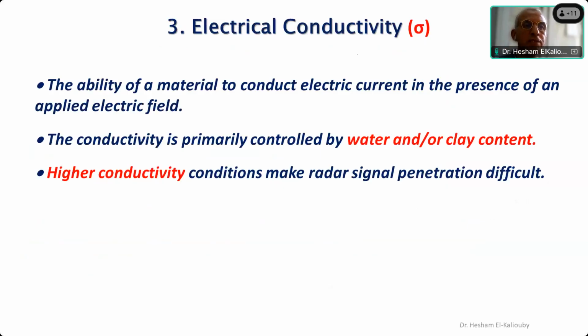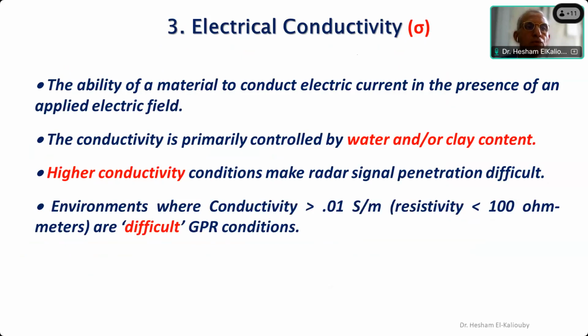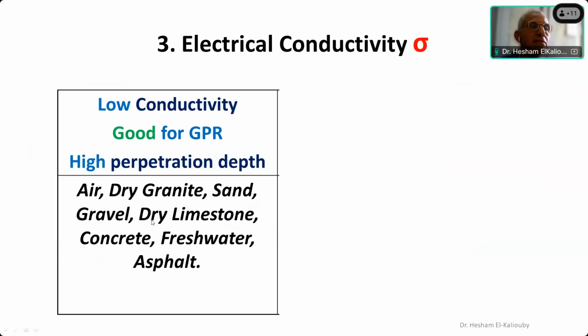So highly conductive materials, again, are not a good environment for GPR because they cause high attenuation of GPR signals. Materials which have more than 0.01 Siemens per meter are difficult for GPR. For example, air, dry granite, sand, gravel, limestone, concrete, fresh water, asphalt, all of these are low conductivity materials, very good for GPR. GPR can work in this environment easily and can go quite deep through these materials.